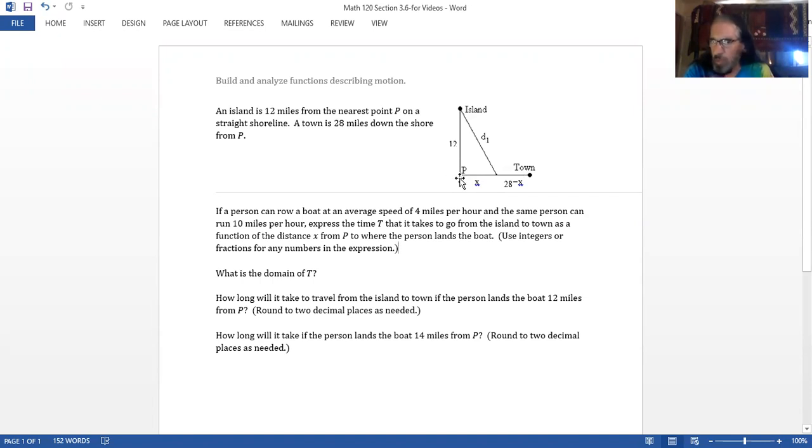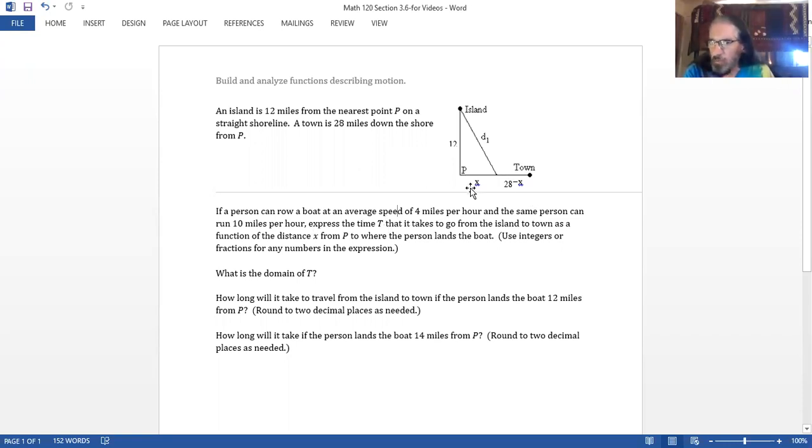And from that point P, where going straight from the island meets the shoreline, to the town is 28 miles. We have a person who's able to row that 12 miles at 4 miles per hour, and the same person can run 10 miles per hour along the shoreline.